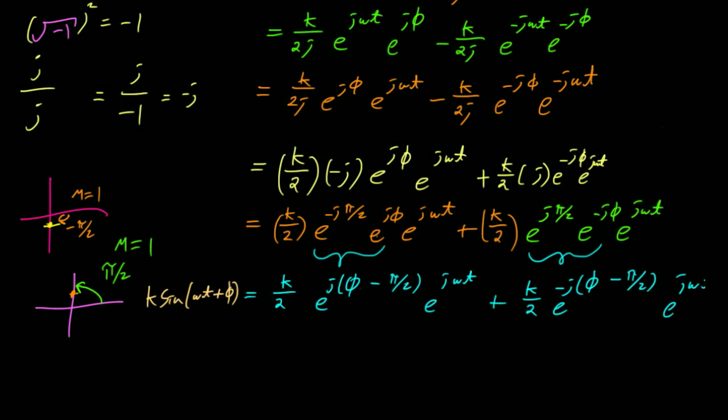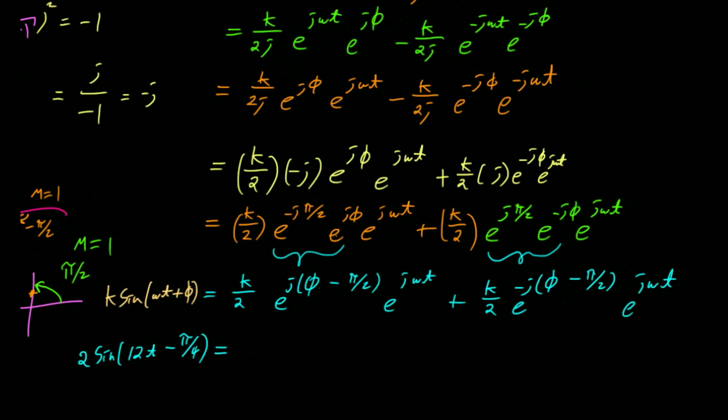So now that's pretty much what we were given in this problem. Let me write down the problem again. We were given 2 sine of 12t minus pi over 4. So now we've got a great formula for writing down what this is in terms of the sum of complex exponentials. We have 2 over 2, and the 2's cancel out because our k is 2, so we just have 1, e raised to the j times phi minus pi over 2. So our phi is minus pi over 4, minus pi over 2.